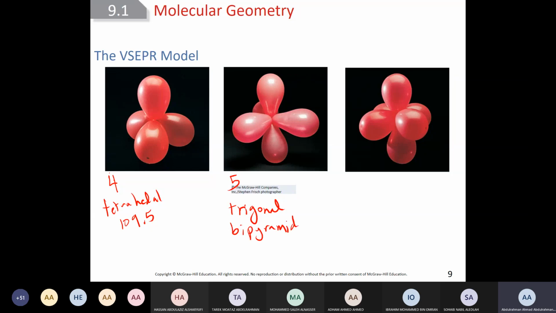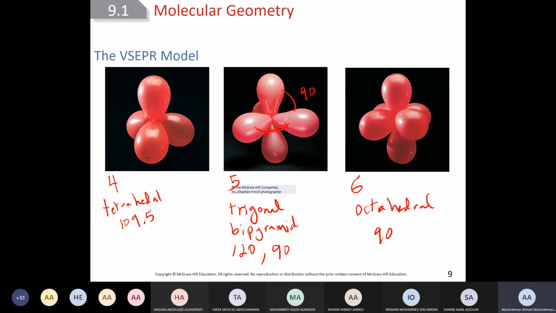What are the important angles? What's the angle in here? 90. What's the angle in here? 120. So we have 2 important angles, 90 and 120. Excellent. What's the electron domain in here? 6. What's the name of the shape? Octahedral. And what's the angle? Only 90. You have to memorize these extremely well.